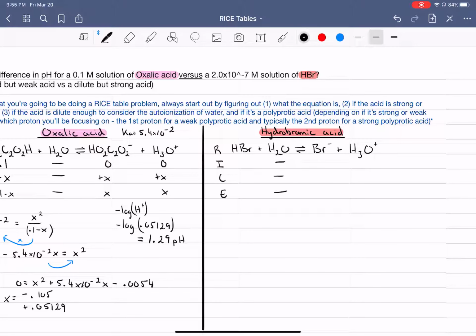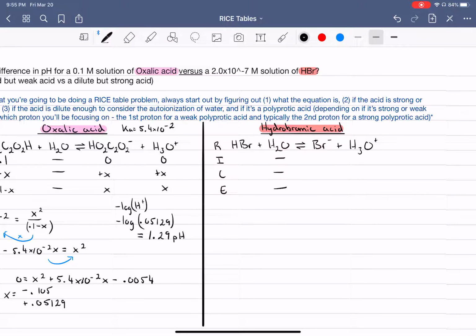Alright, now on to hydrobromic acid. So I set up this formula right here. Now go ahead and pause the video, try to set it up, figure it out, solve for the H3O plus concentration and find the pH, and then come back and see if you did it right.